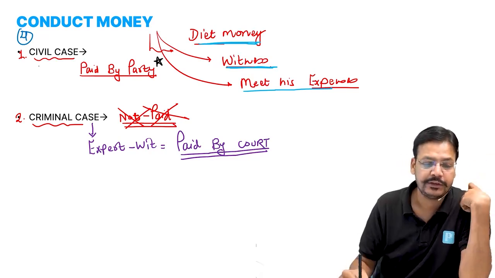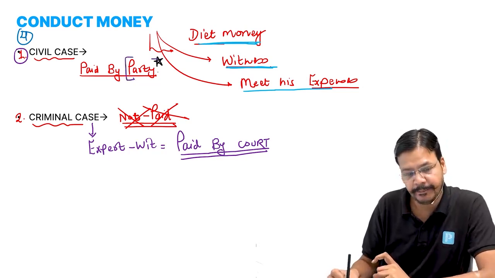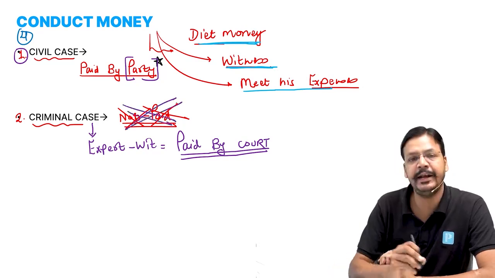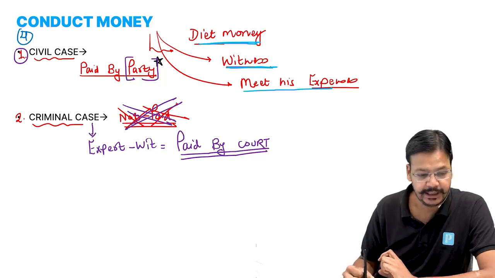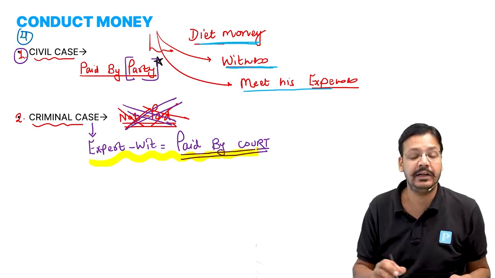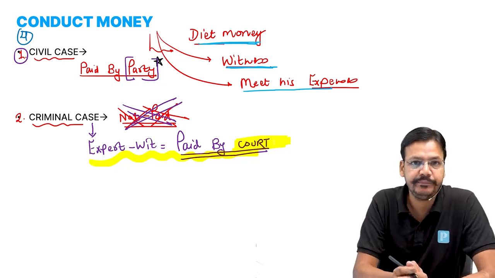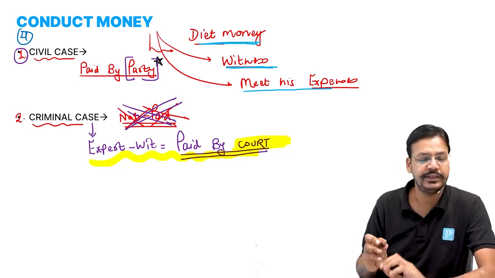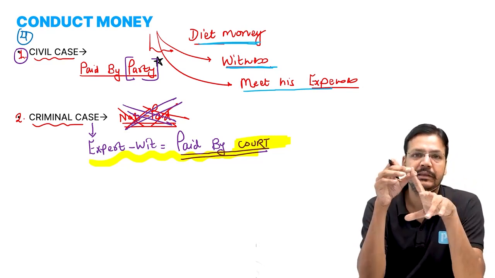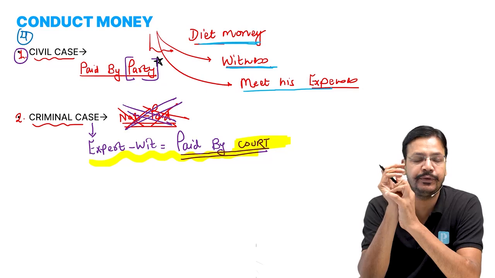So I am giving a very important scenario. In a civil case, it is paid by the party. In a criminal case, generally it is not paid. But the only exception is, if you are an expert witness in a criminal case, it is paid by the court, the government. So this is the 4th situation done, conduct money. First summons, second oath, third examination, fourth is conduct money. This is the sequence for a witness.